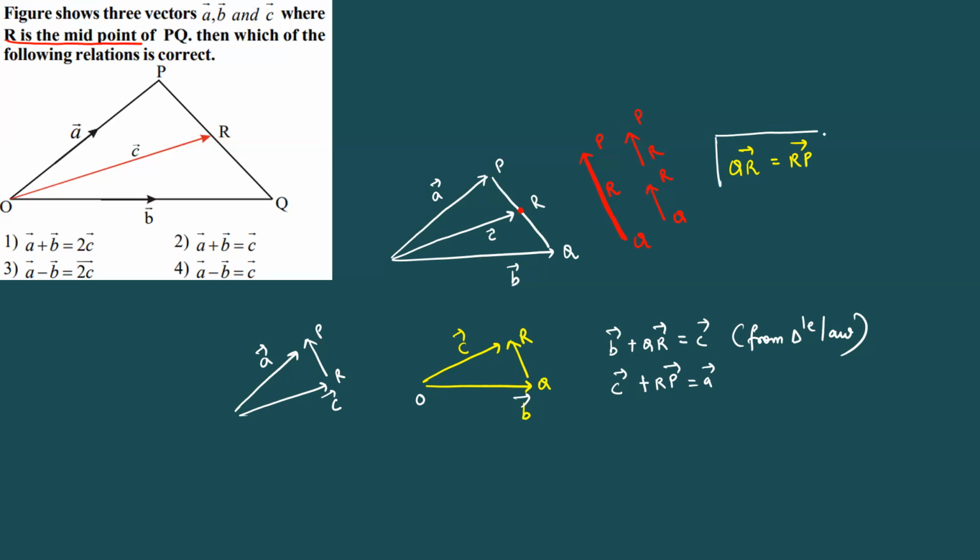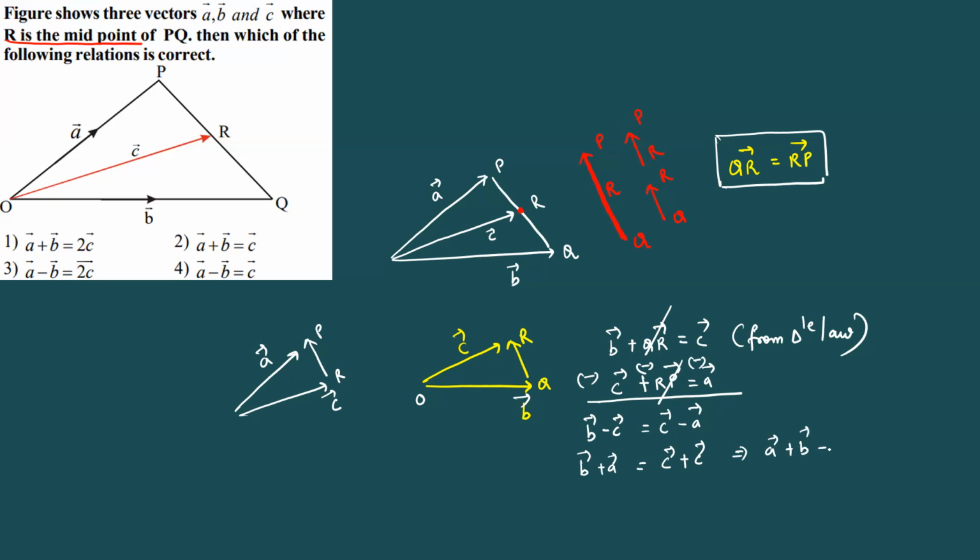Now, what can we do? As we have seen, QR vector and RP vector are the same, so we can subtract the two. We will get B vector minus C vector, and since QR vector and RP vector are the same, these two will cancel out. Then we get C vector minus A vector. Taking all the C terms to one side, C vector plus C vector is equal to B vector plus A vector, which implies A vector plus B vector is equal to 2 times C vector. So this is how we apply the triangle law.